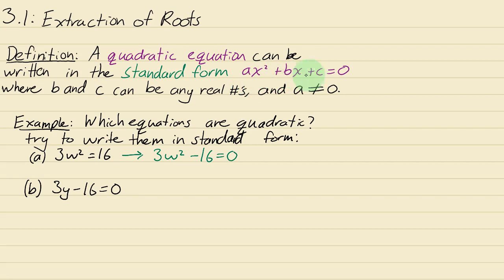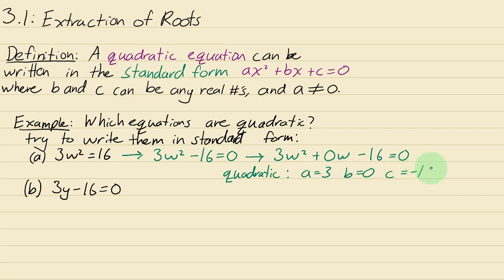Now, this still doesn't look quite like this standard form here, but remember the b and c are allowed to be any real numbers including 0, so we could write this as 3w squared plus 0 times w minus 16 equals 0. That's the same thing as that equation. And so yes, this is quadratic. And the values of a, b, and c are a equals 3, b is 0, and c is negative 16.